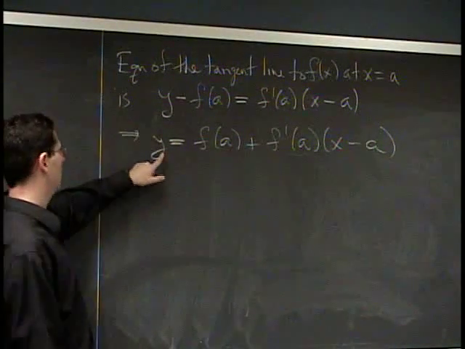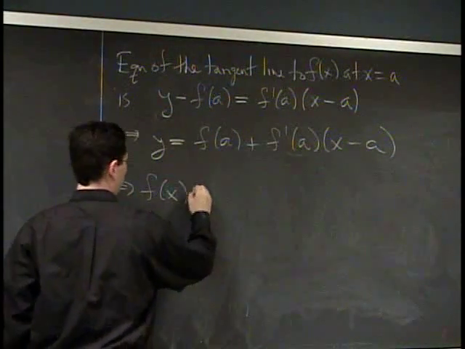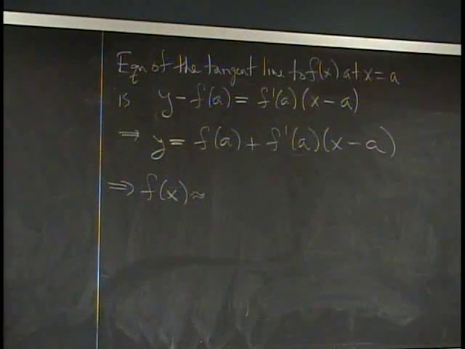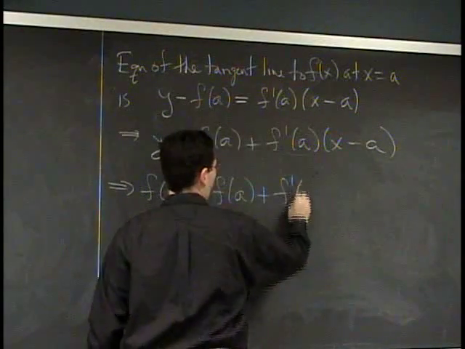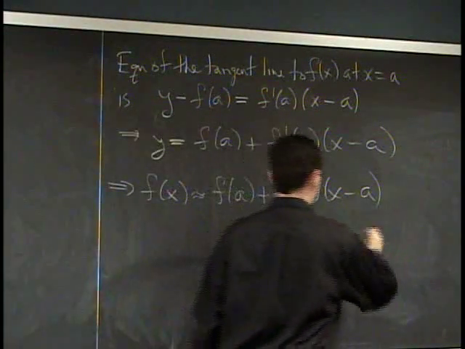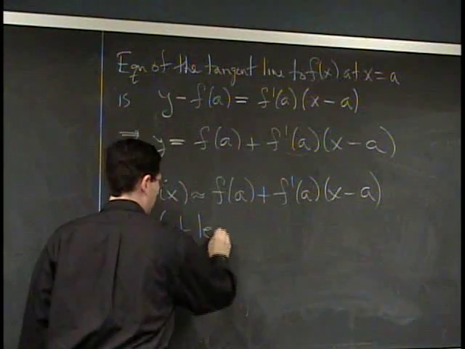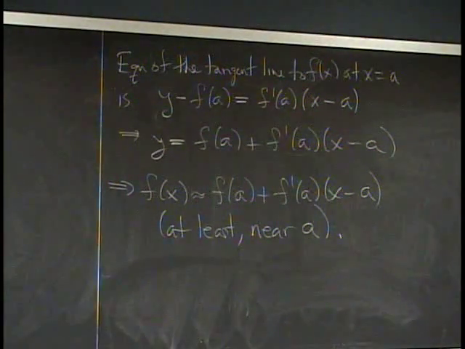And of course, y is f of x. Well, y isn't f of x, we're talking about the equation of the line, but this function is supposed to be approximated by this line. So f of x is approximately equal to f of a plus f prime of a times x minus a, at least near a. Of course, if you go very far away from a, then this line is a pretty bad approximation.